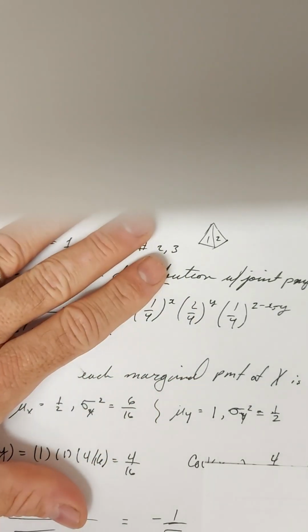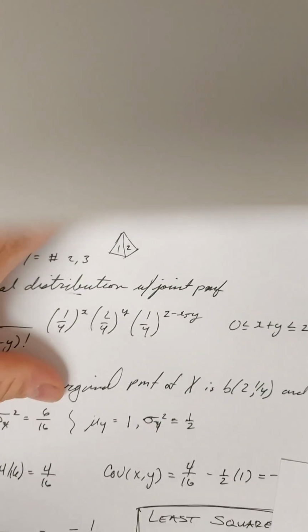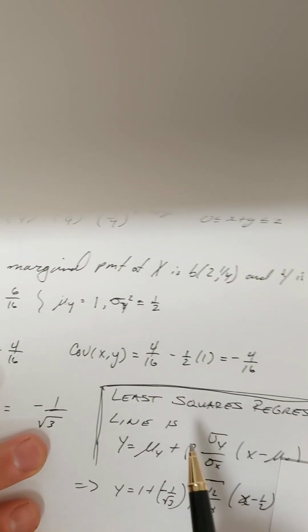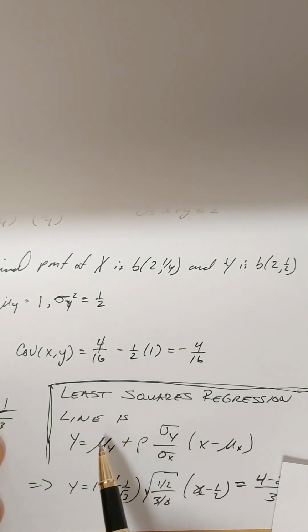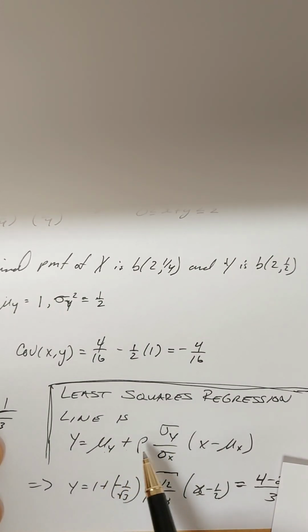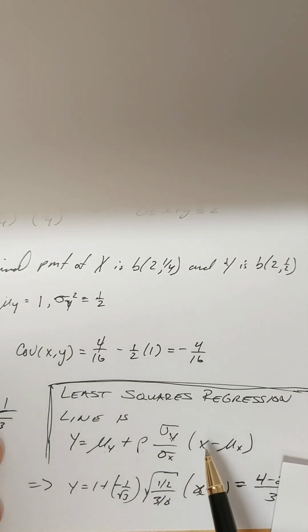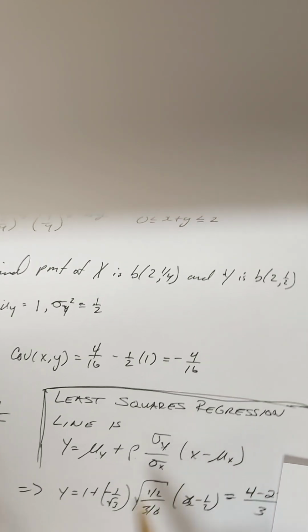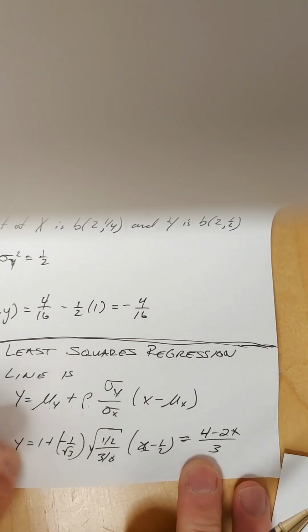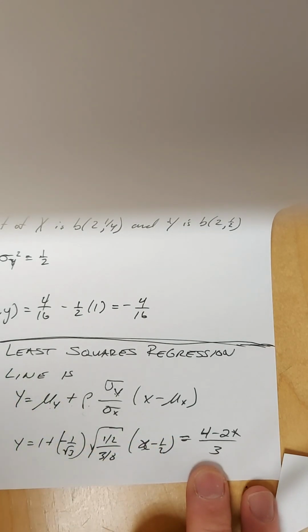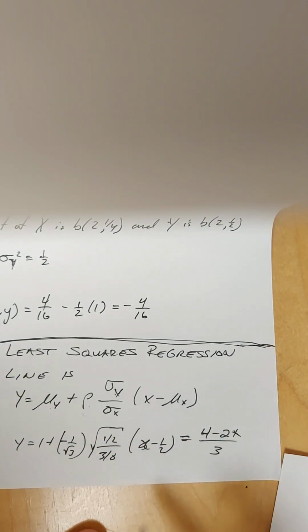And finally then, now that we have all of the pieces, we can then plug these directly into the least squares regression line, which is equal to y equal to the mean of y plus the correlation coefficient multiplied by the standard deviation of y divided by the standard deviation of x times, this is the slope, times x minus the mean of x. And so if we plug in all those numbers that we just calculated, then we find that the least squares regression line is going to be 4 minus 2x all over.